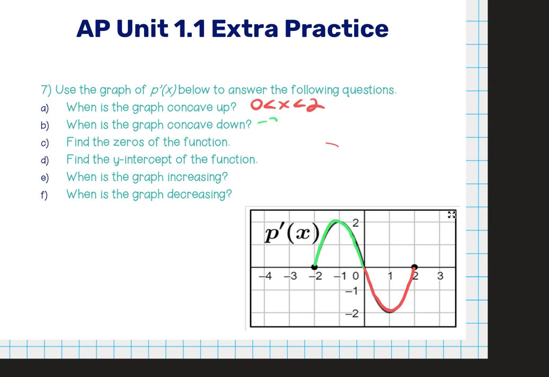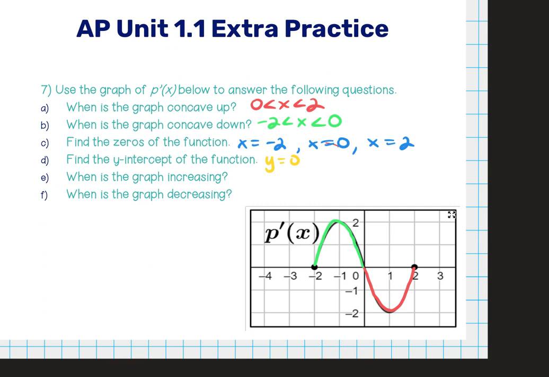From -2 to 0. The zeros of the function, remember we list these: -2, 0, and 2. The y-intercept, y equals 0.